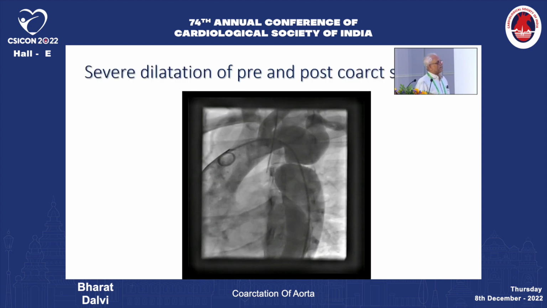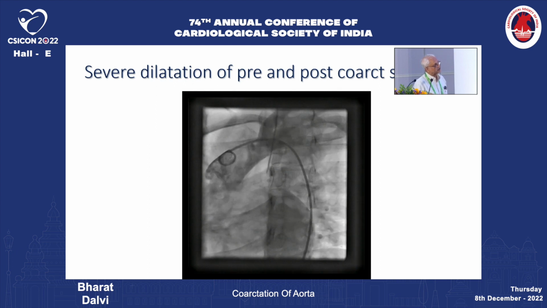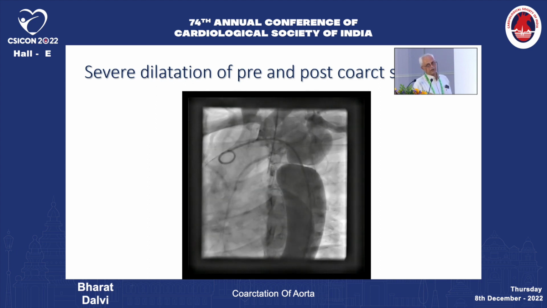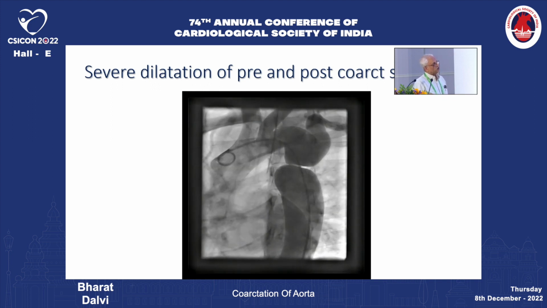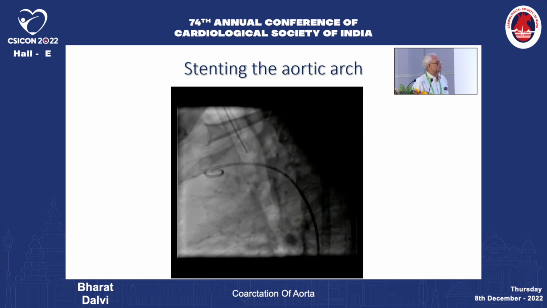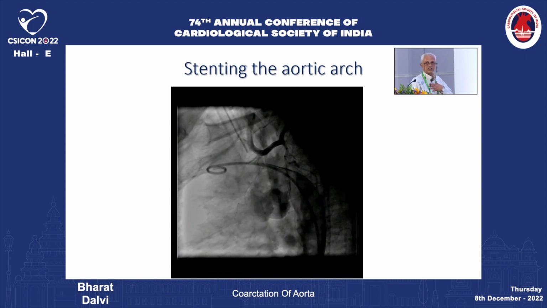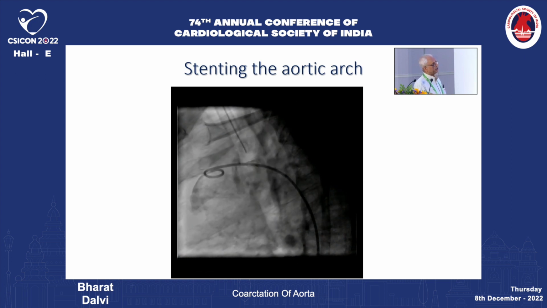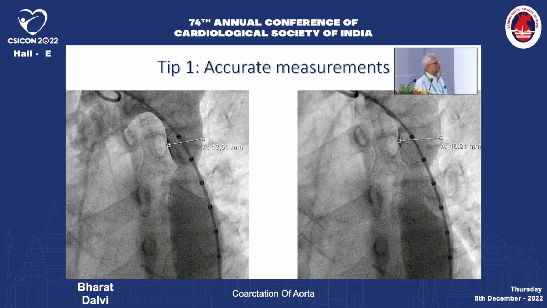And this is an example where you see the pre and the post-coarct segments, each of them measuring around 29 millimeters. So this is an example where there is a chance that if you don't size your stent properly and if you don't deploy your stent properly, you may end up with stent migration. And this is an example of a pseudoaneurysm arising from the undersurface of the aortic arch where you need to stent the arch, where the stent migration would be common.